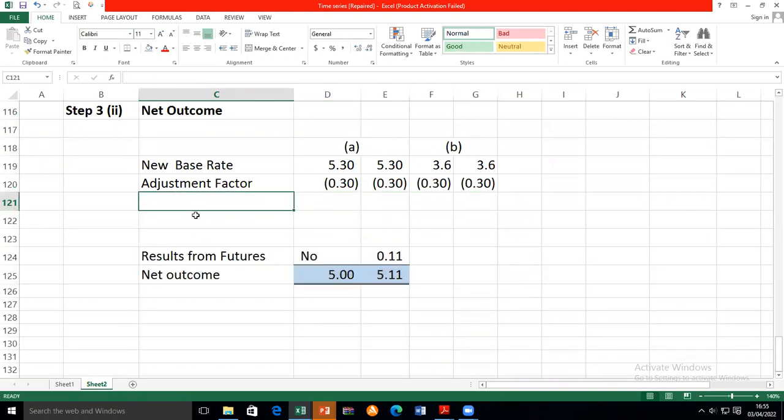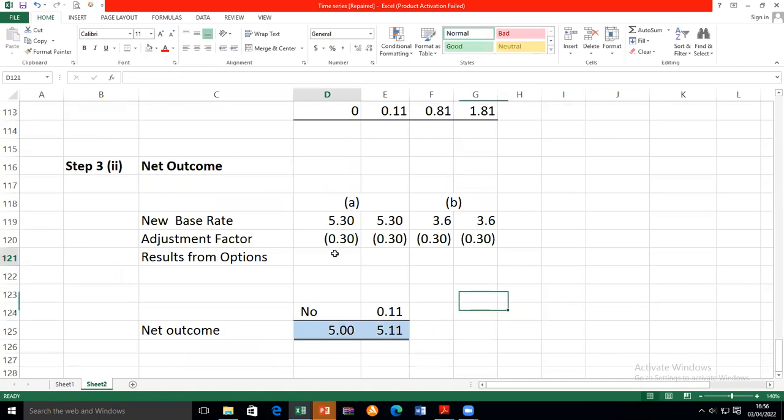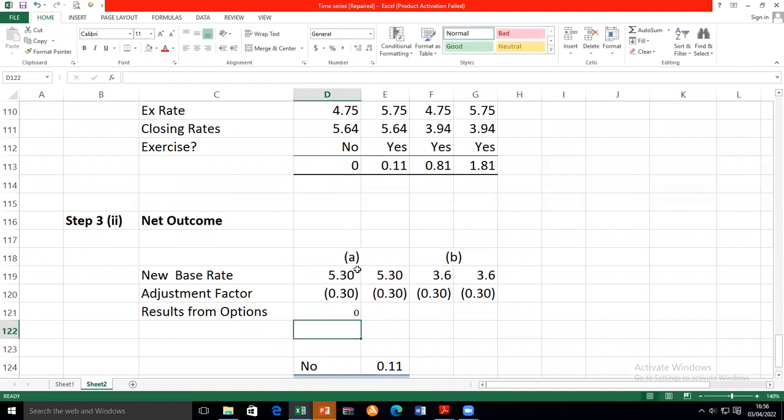This time it results from the options, not from the futures. So what are the results from the options? Here there's no result. So here there's nothing. There's a profit. So these are the results that we have from your options.